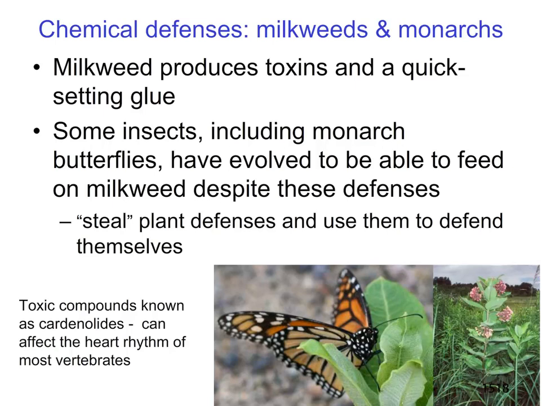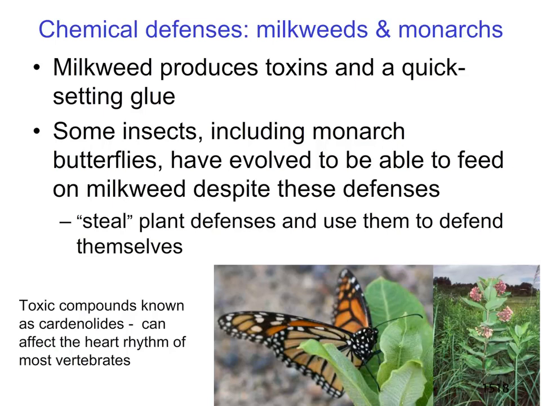And so the really cool part about this is they're basically stealing the plant defenses, they sequester them and use them to defend themselves, okay? So it's the cardinaloids, by the way, that are the toxic compounds, and those will ultimately affect the heart rhythm of most vertebrates, which is why they tend to avoid consuming the butterflies.